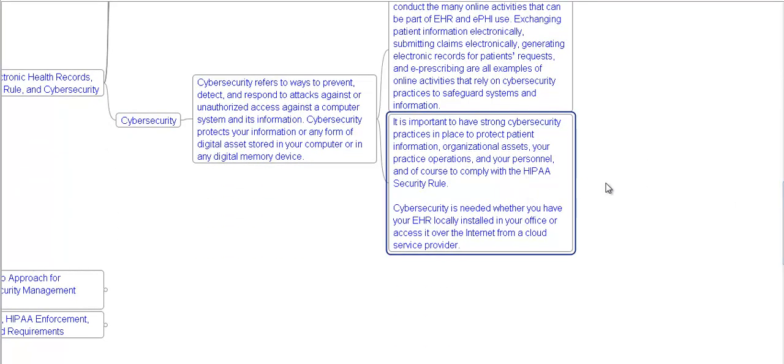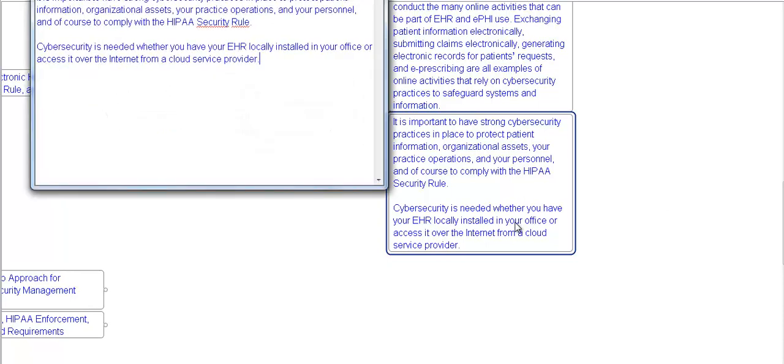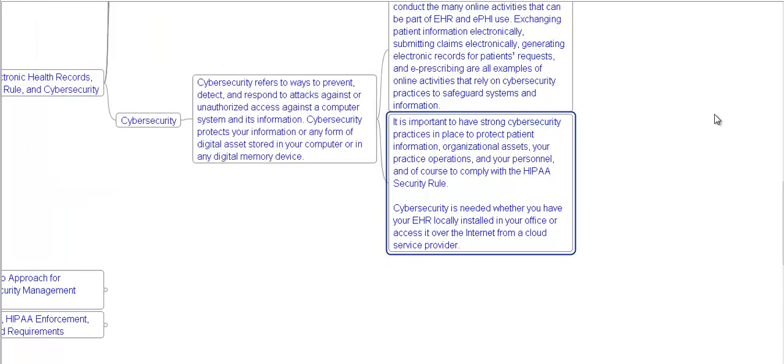It is important to have a strong cybersecurity practice in place to protect patient information, organizational assets, your practice, operation, and your personal, and of course to comply with HIPAA security rule. Security is needed whether you have your EHR locally installed in your office or access it over internet from a cloud service provider.